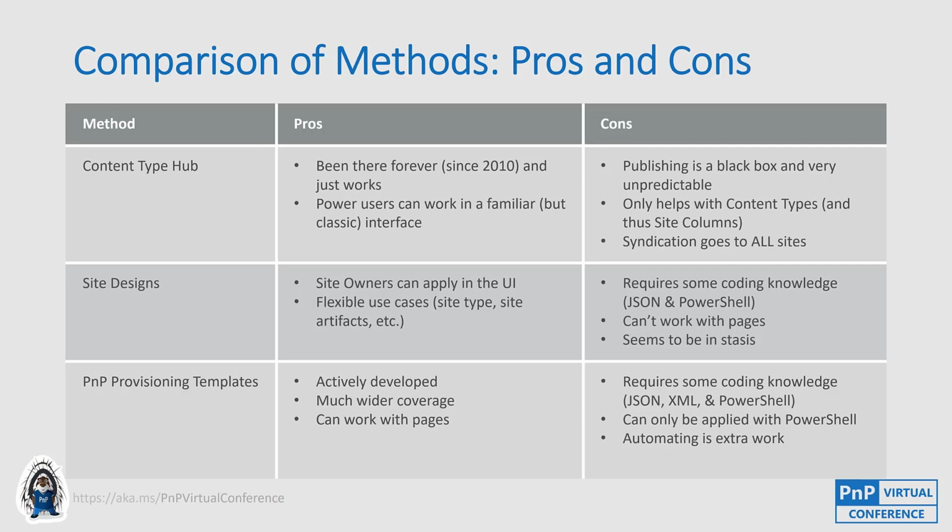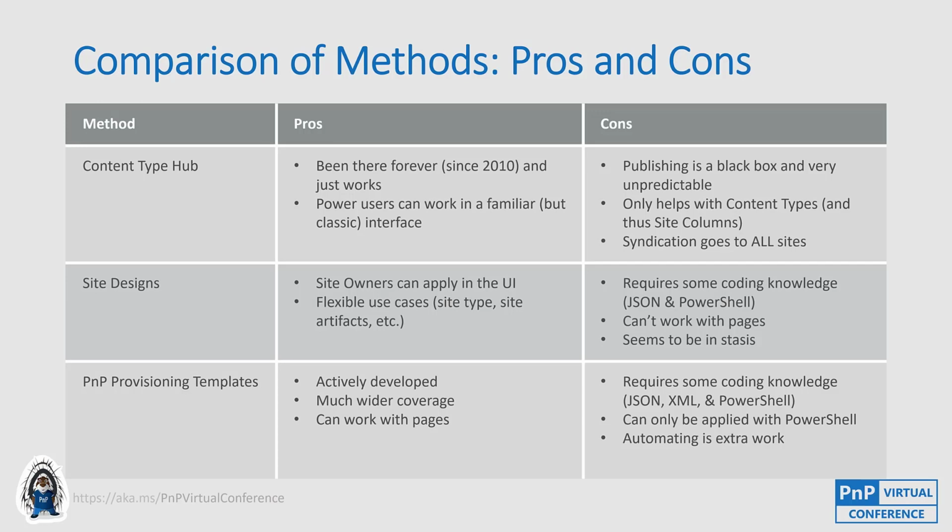So some of the best things about this is that the provisioning engine is actually actively developed. There is an active community working on enhancing or fixing bugs. And that means that if you are looking for something, you can raise an issue, make some suggestions, maybe even contribute to the repo yourself, and it will continue to get better. The coverage is much wider. We can do a lot more things with PnP provisioning templates than we can with site designs. And obviously the content type hub is focused entirely on content types for the most part. We can also work with pages, so that gives it a big win over site designs.